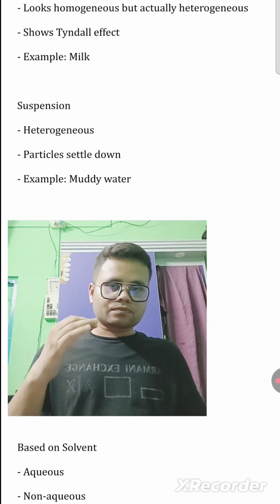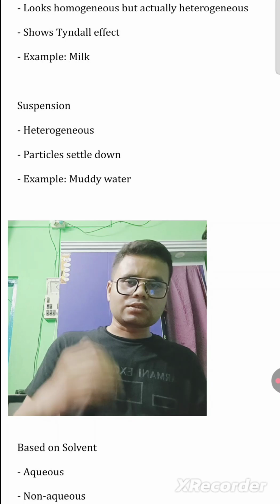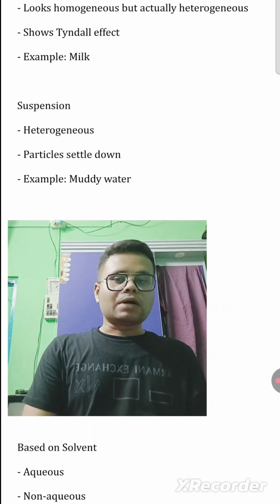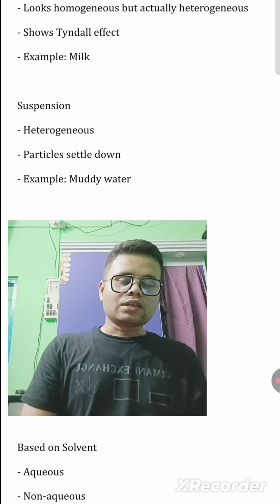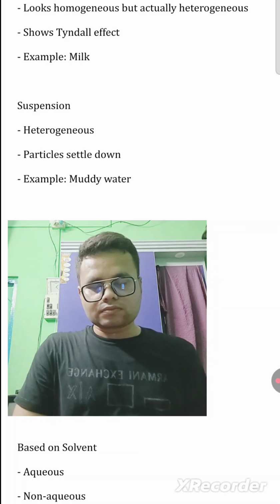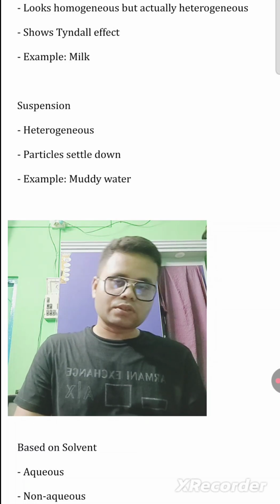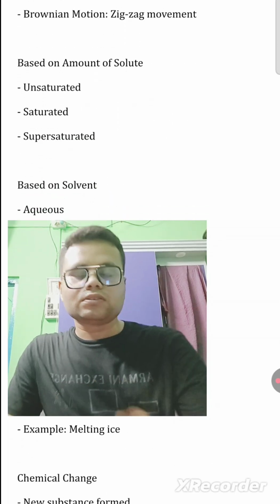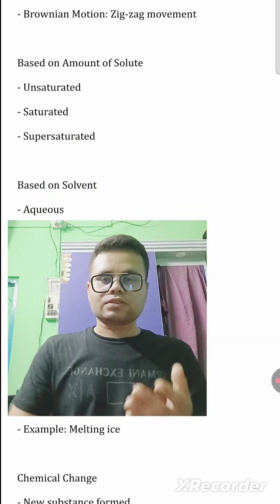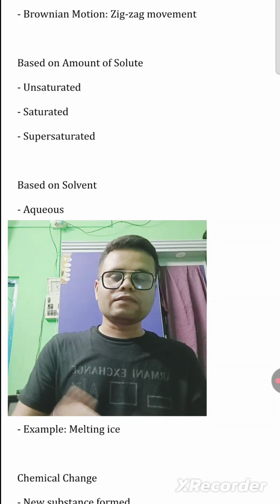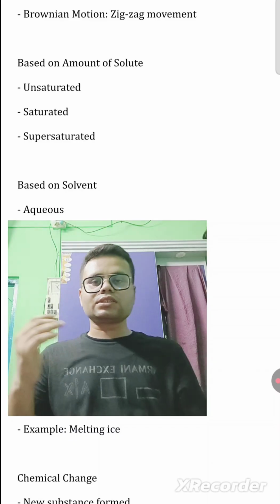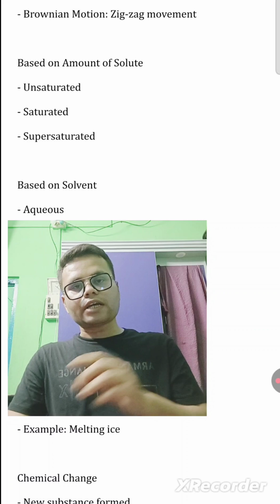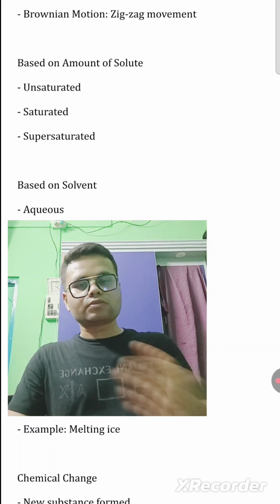After that, suspension. What do we mean by a suspension? It is a heterogeneous mixture in which the particles settle down. The example is muddy water. Next, the special terms. The Tyndall effect is the scattering of light. Brownian motion is the zigzag motion of particles.